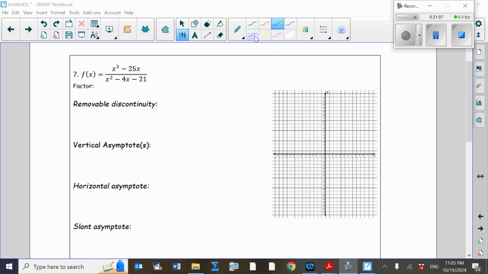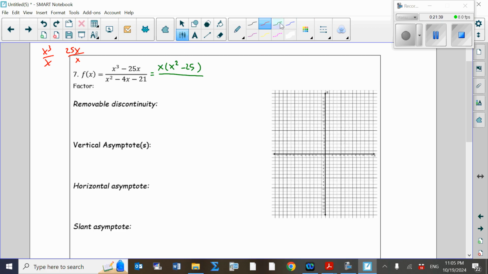Okay, let's look at this function. First, we're going to factor the function. For the top of the function, the first thing that I see is that x is in common. So I have x times x squared minus 25, because I'm factoring the x out. x cubed divided by x is x squared, and 25x divided by x is 25. So this is the first step of factoring.